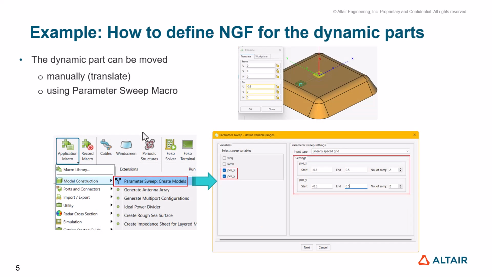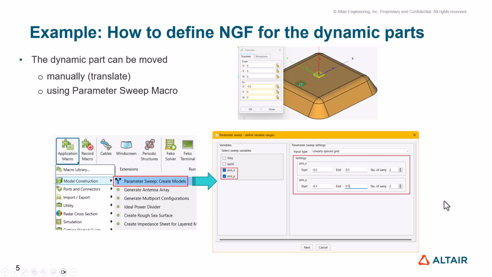Maybe here, to move around parts in Feko, you have more than one option. Typically you will just manually move it using the translate option, or the rotate option or whatever. You also have the option to use the parameter sweep for that. This will then, like you see here, automatically create the 4 models, in this case, for you.